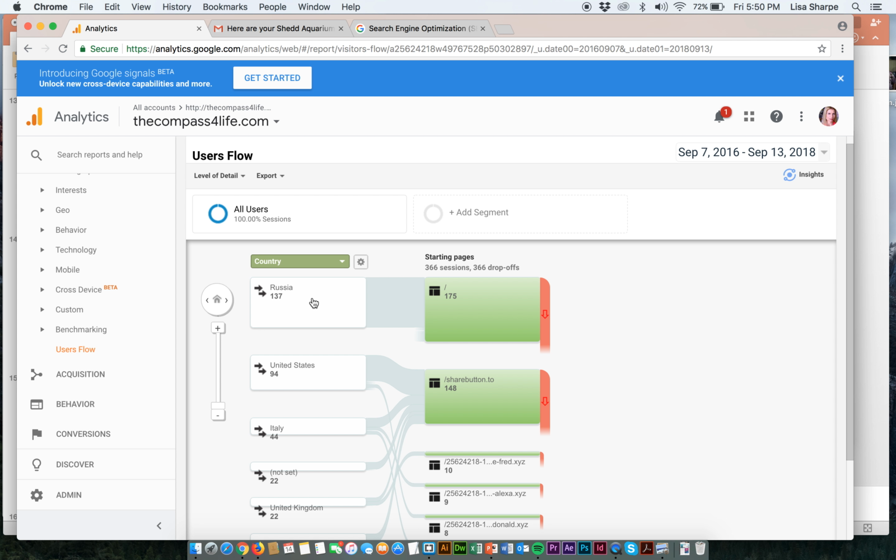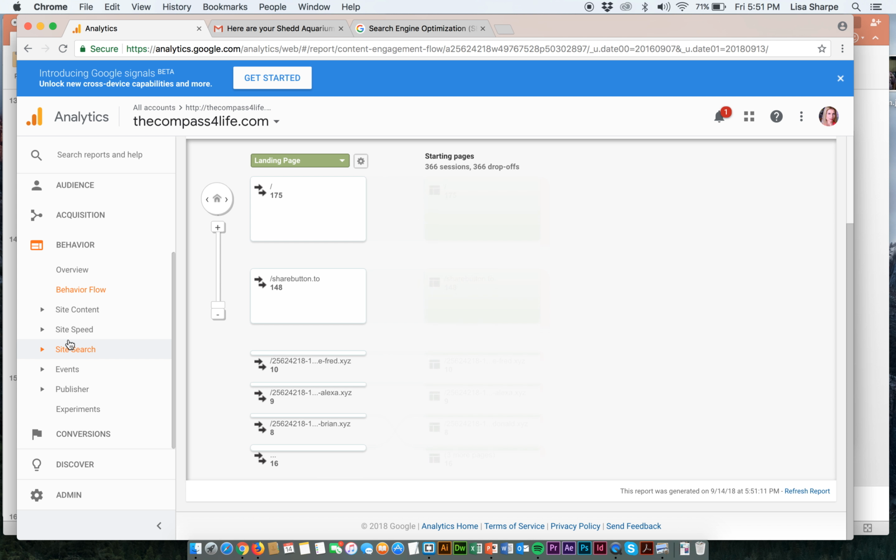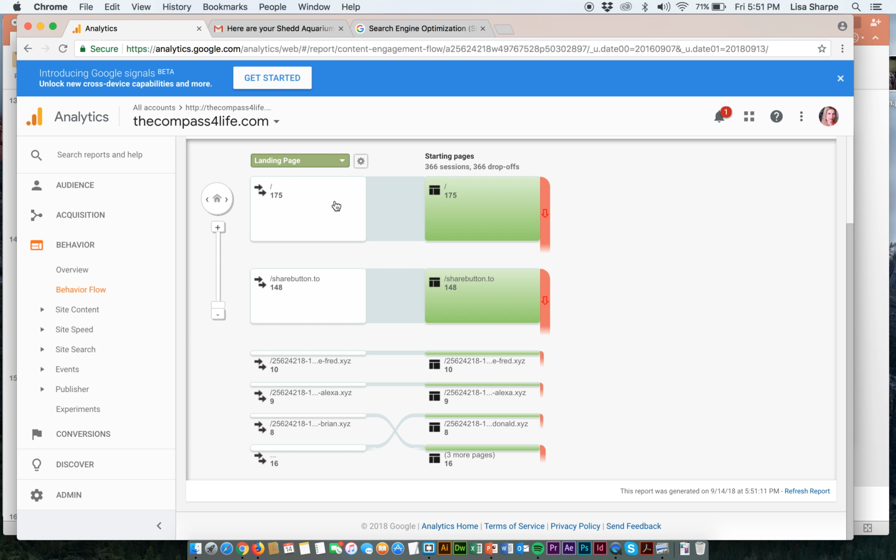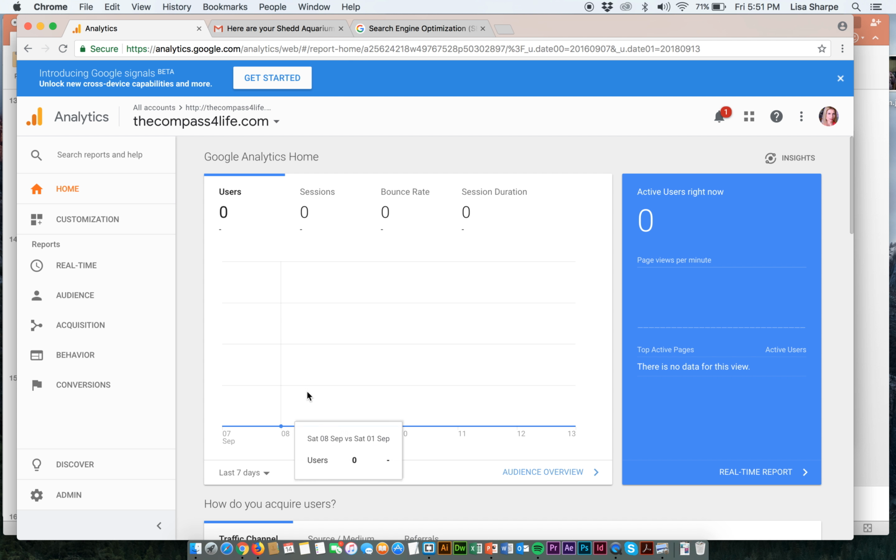So again, there are many, many things that we can look at. Let's look at their behavior flow. So 175 people went to the landing page, and 148 people came through another website. But direct traffic is few and far between. Okay, let's go back and look at our home screen. And this is today, so this is pretty bad. The person has 0 websites. There's nobody on their website right now. Poor man. But we're going to go back to our overview.